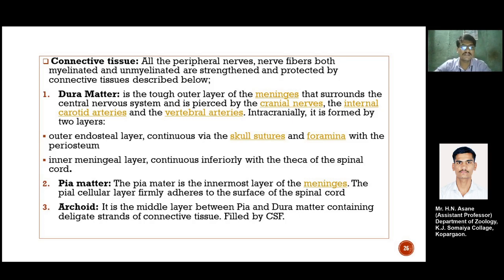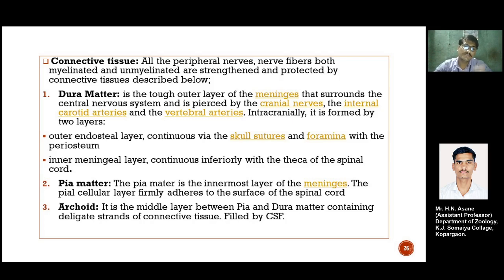Okay, so the second one is the pia mater. The pia mater is the innermost part. That means it will be the last part, which gets in touch with our brain cortex. The brain cortex touches this pia mater, our innermost part. As you can see from the upper side, the first one will be the dura mater, then the arachnoid, and then the pia mater. So this will be the sequence.